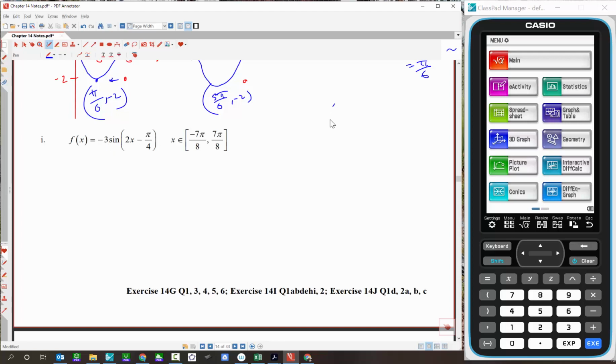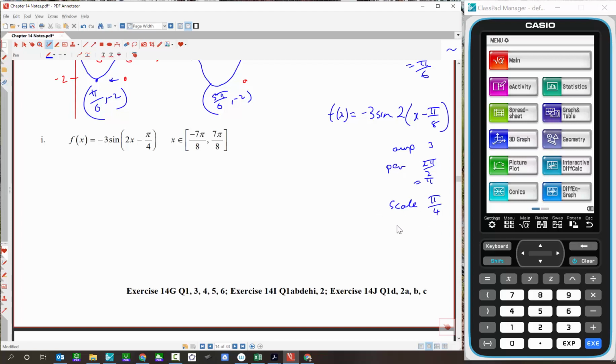Okay, so let's rewrite the function in a way that we can sort of see exactly what's going on. So 2x take pi on 8. Right, so our translation is going to be pi on 8 to the right. Let's do our grunt work. So our amplitude is 3. Period is 2 pi on 2, which is pi. Our scale is going to be pi on 4.